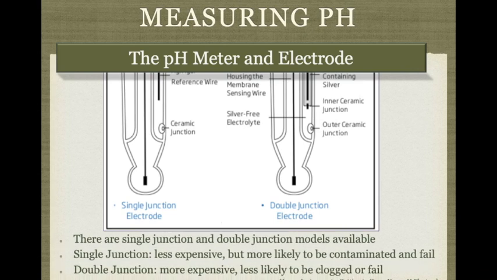There are single junction and double junction models available. If you're buying one of the cheaper versions, that's fine. But it's more likely to be a single junction, of course, and more likely to be contaminated and fail. Whereas double junction is more expensive, but it's less likely to have any problems.